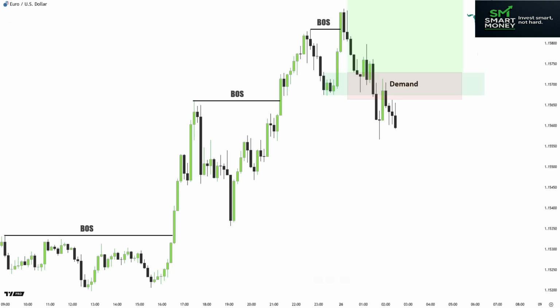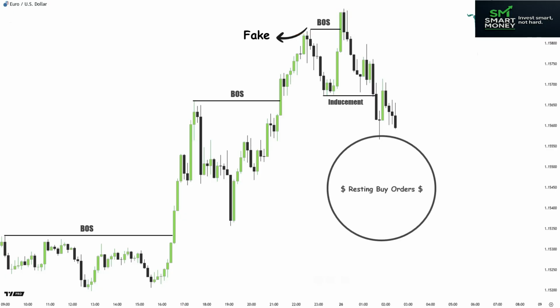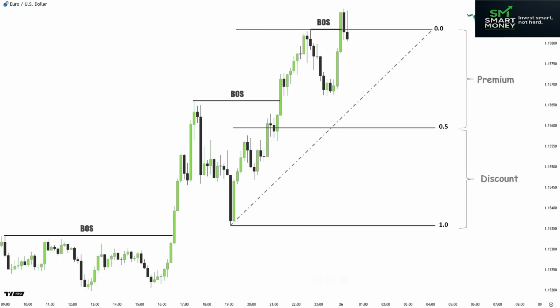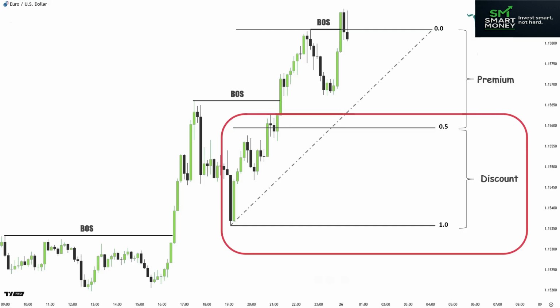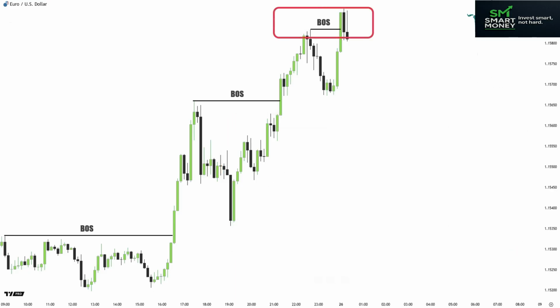And here's why. This so-called BOS was never a real break in the first place. The entire move was driven by the resting buy orders sitting below in the discount zone of the main bullish leg. If you draw your Fibonacci tool from the swing high down to the swing low, you'll notice that the price never retraced into the 50% level of the previous impulse. That means none of the discounted buy orders were ever triggered. So this move is not a valid BOS, and this is just a single impulse that hasn't mitigated its discount.